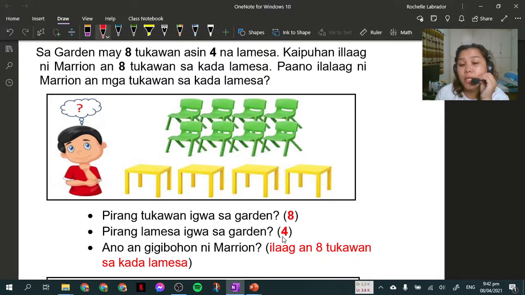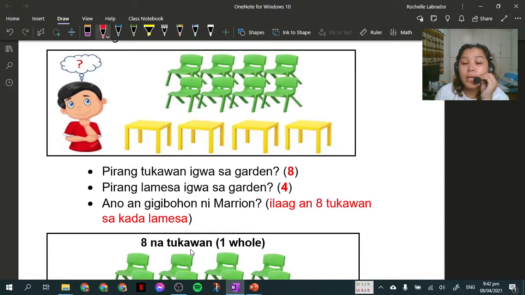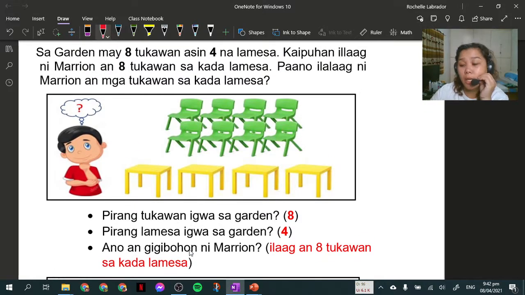Pirang lamesa igwa sa garden? 4. So, 1, 2, 3, 4. Ano ang gigibuhan ni Marion? So, ilalag ang 8 na tukawan sa kada lamesa. He can also make use of distribution ulit. So, distribution. Ito, dito. This one will be here. Ito naman papunta dito. And then this one will go to the 4th table. So, after that, balik naman tayo doon sa first table. This one will be on the first table.